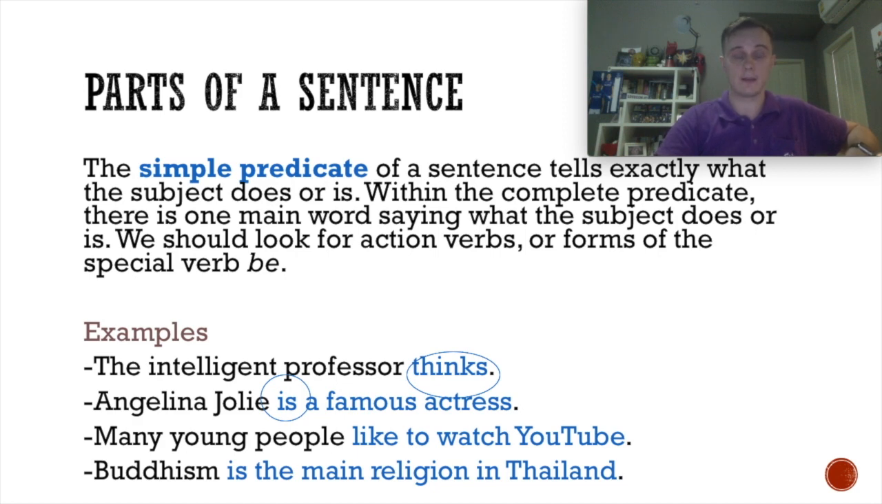Many young people like to watch YouTube. Now, what do you think the simple predicate here is? Like, because it's telling us what they like to do. And the last one, Buddhism is the main religion in Thailand. Again, we have a special form of the special verb be, is.